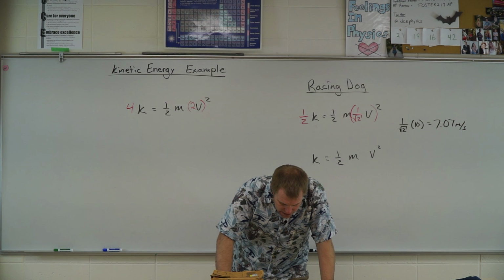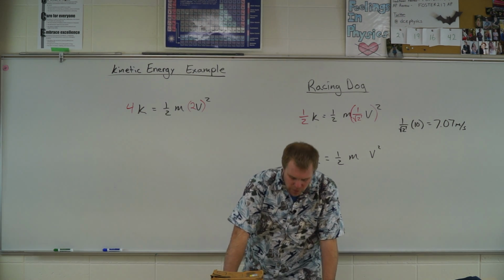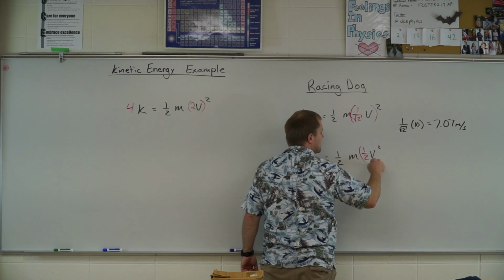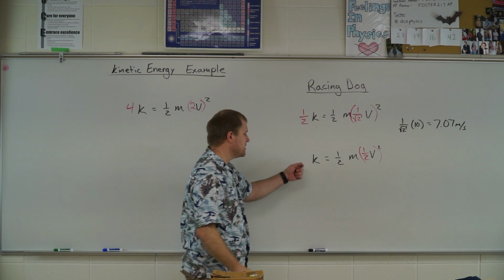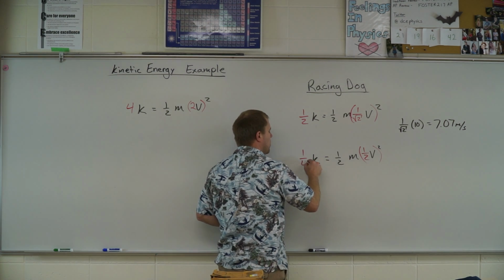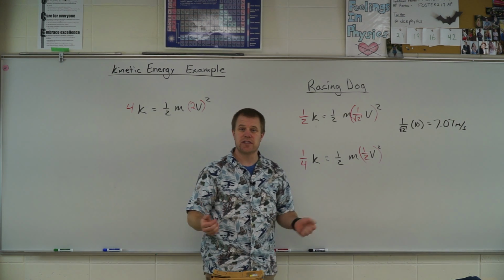Part B says, by what fraction has its kinetic energy been reduced when its speed has been reduced by 1/2? So if it's going half as fast, what happens to the kinetic energy? Well, 1/2 squared is 1/4. So it'll have 1/4 the kinetic energy when it's reduced its speed by 1/2.